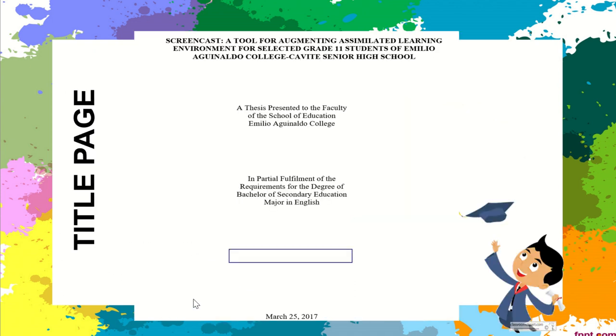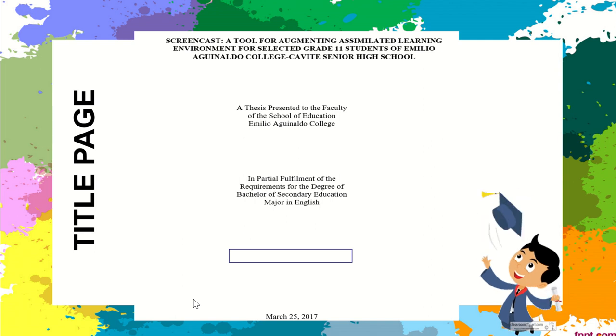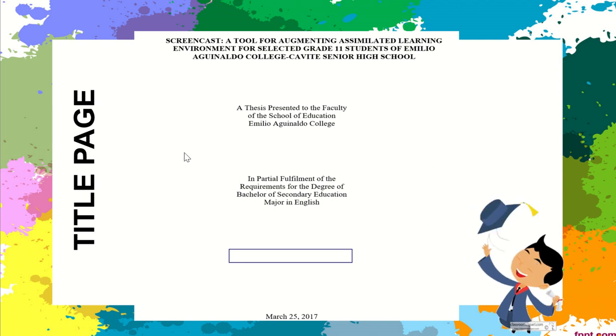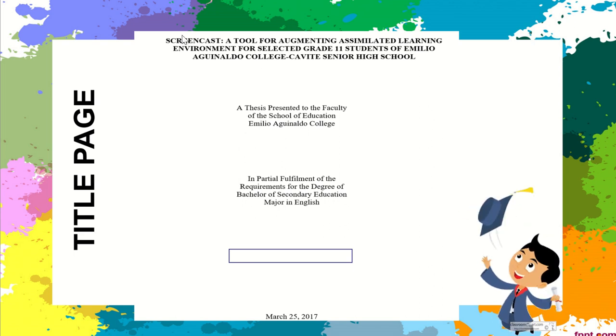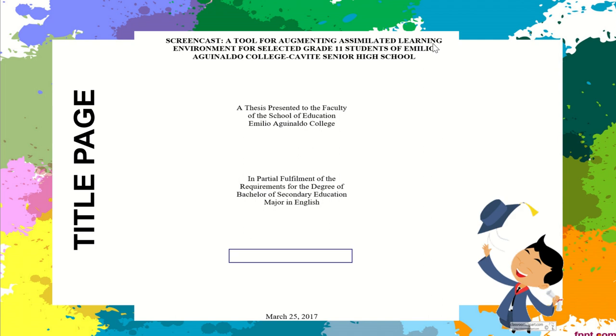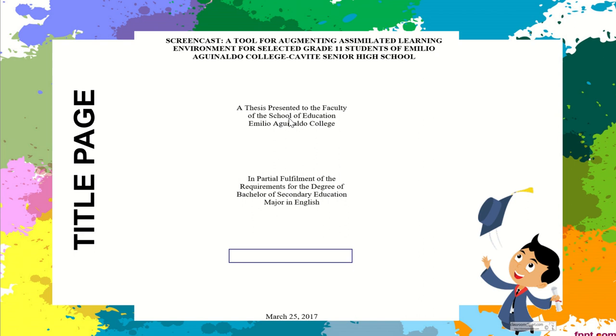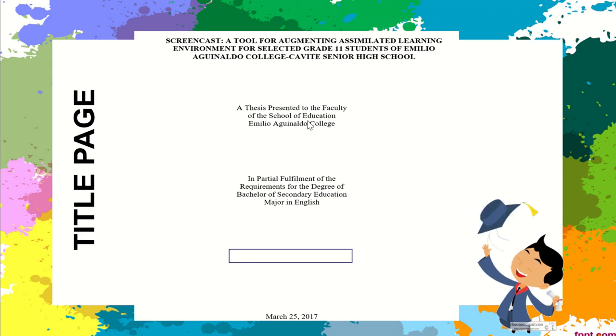So, let's start with the title page or the cover page of your thesis or research paper. It should contain all the key information about your document. So, for the title page, you have here your approved title, all caps. And then you just copy this, just change it. School of Nursing. Okay? A thesis presented to the faculty of the School of Nursing, EAC, in partial fulfillment of the requirements for the degree of Bachelor of Science in Nursing.